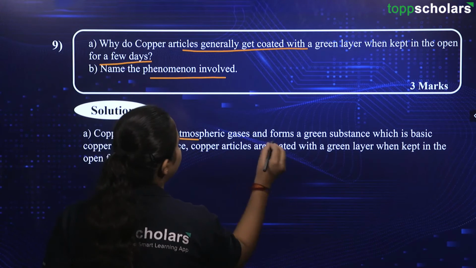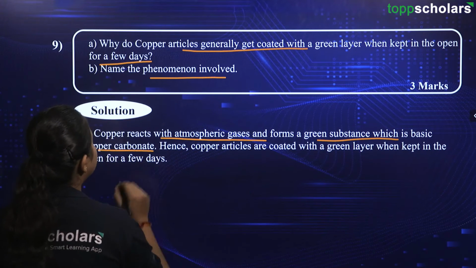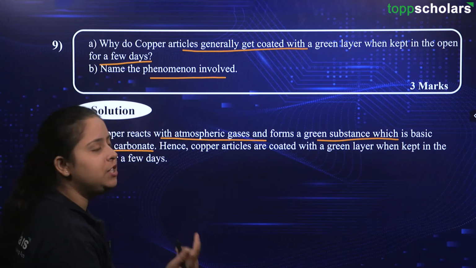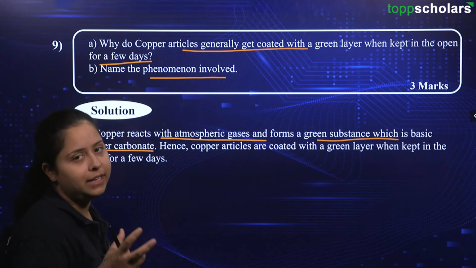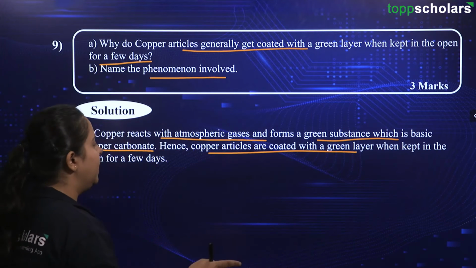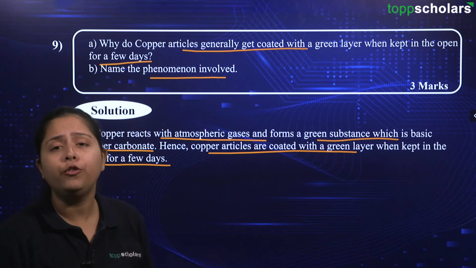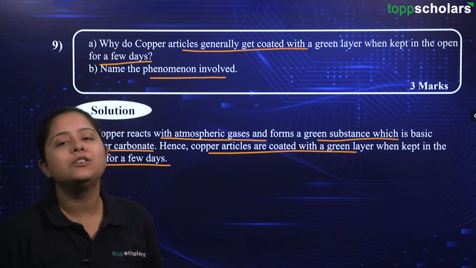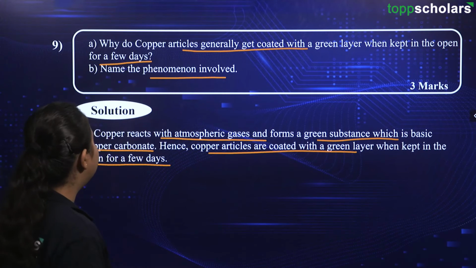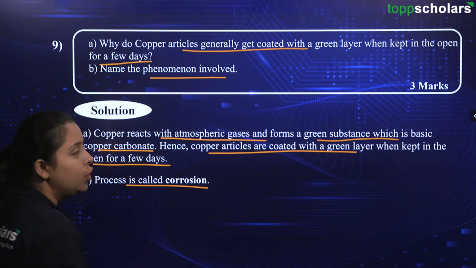Copper reacts with atmospheric gases and forms a green substance which is basic copper carbonate. Okay, its nature is also given to you, that it is basic in nature. Hence, copper particles are coated with a green layer when kept in open for a few days as a result of corrosion. So, the phenomenon also becomes corrosion itself, right? That is the answer for your next part. The process is called corrosion.